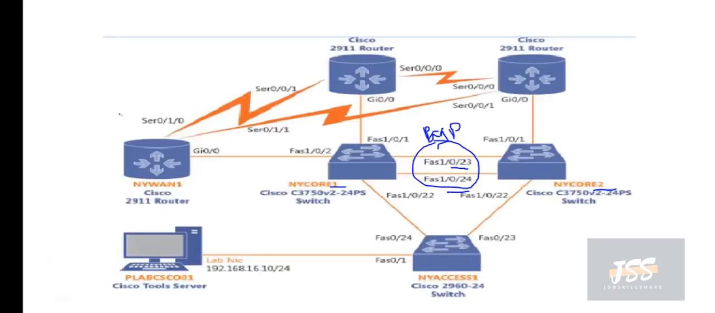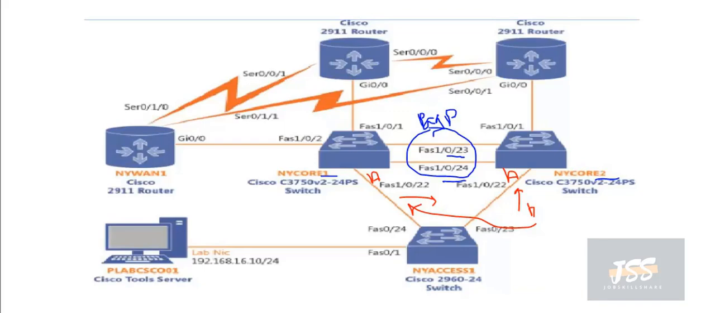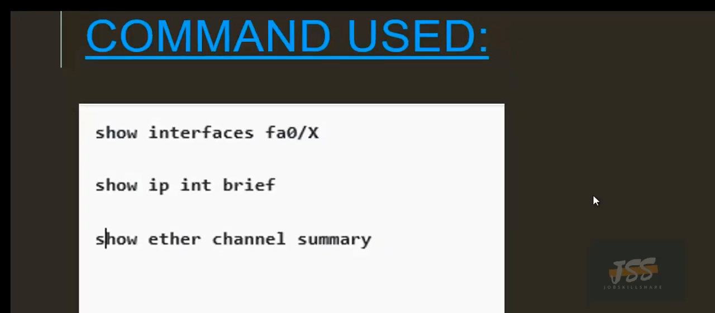So what we did was we had two modes over here, auto mode over here, auto mode over here. So this was not negotiating. What we did was we changed this mode to desirable so that this can initiate the negotiation and the other end will respond to it. So this resulted in the port channel bundling and rectification of the error. So these are the commands used for the rectification: show ip interface brief, show Etherchannel summary, show running-config.